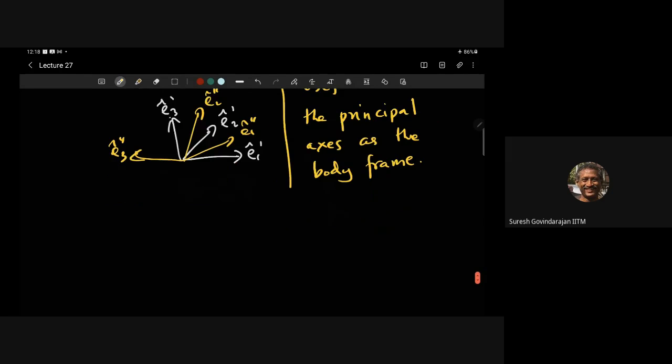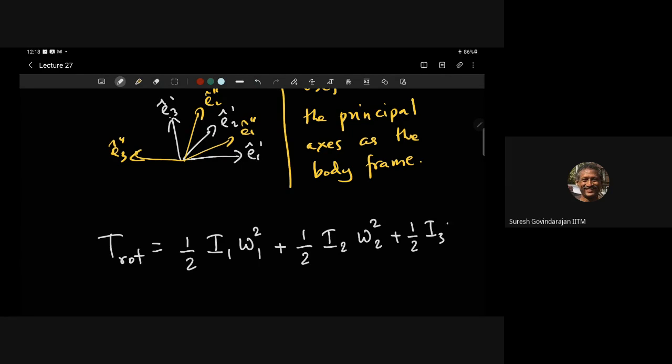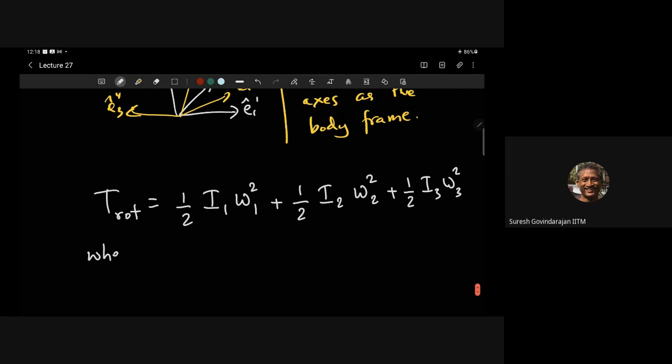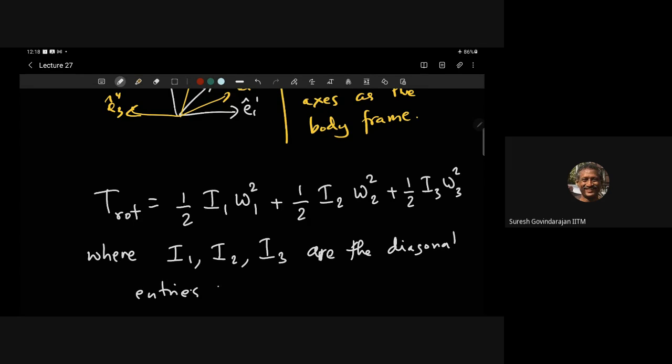In particular, what does that mean? It simplifies things. For instance, T, just the rotational part of it, I'm throwing away the center of mass part, is something very simple: half I1 omega 1 square plus half I2 omega 2 square plus half I3 omega 3 square, where I1, I2, I3 are the diagonal entries of the moment of inertia tensor.